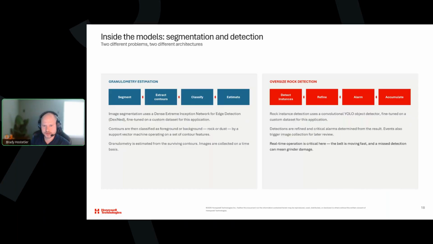On the right is oversize detection. You can't have 10 seconds. So that path uses a YOLO object detector, You Only Look Once object detector. It goes detect, refine, alarm, accumulate. The belt, you guys have seen these belts, they're moving fast. A missed detection on an anomaly or an oversized rock leads to grinder damage, okay, or a down belt. So the machine vision processing model on oversized rock needs to be quick. So that's why we run these on 2 different models.